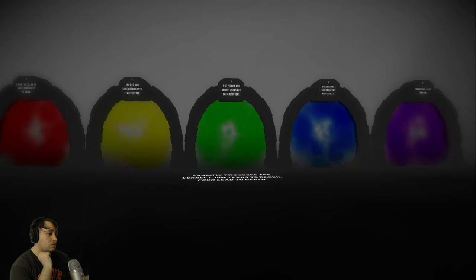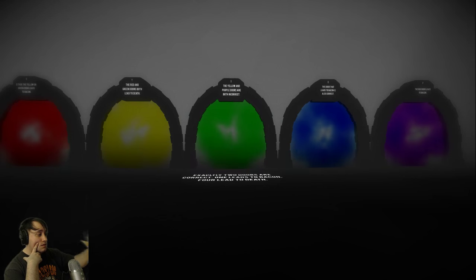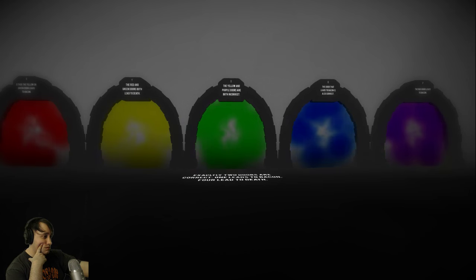Alternatively, it could be that the red and purple doors are correct. Or actually, if the red door is incorrect, and purple is correct. Okay, so if purple is correct, what other doors could be correct? Red cannot be correct. Yellow cannot be correct. Green cannot be correct. And blue cannot be correct. Okay, so purple's out. Purple cannot be correct, because there can't be any other correct doors.